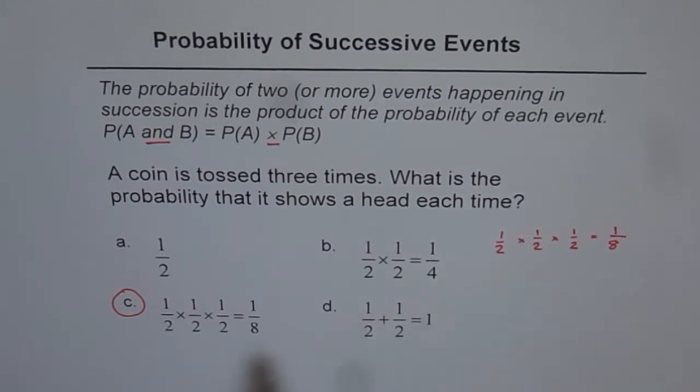Do you see that? So that is how we need to understand it. I hope that makes it very clear. So we could have successive events, 2 or more. In this case there are 3 events, right? And the probability is the product of all the 3.